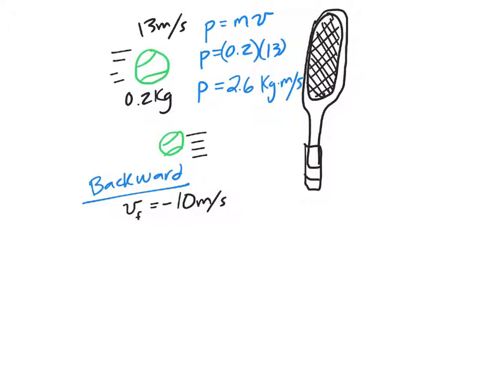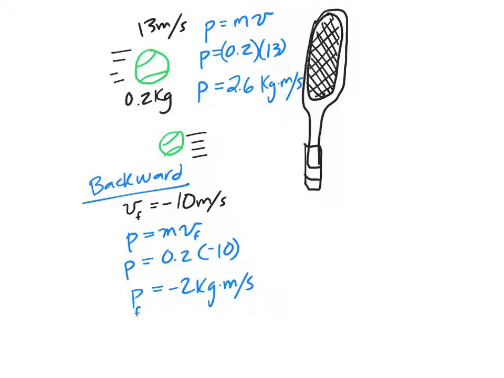So what is the momentum? Well, that momentum will be mass times the velocity. So momentum is 0.2 and the velocity is negative 10. So we get a momentum of negative 2 kilogram meters per second, and that's our final momentum.